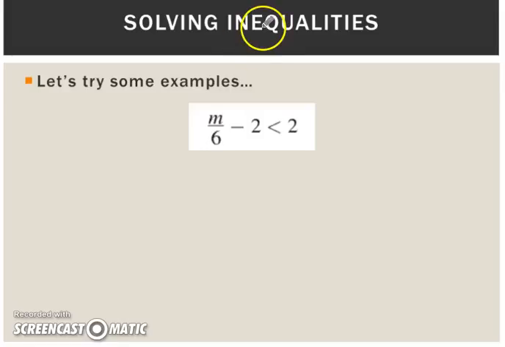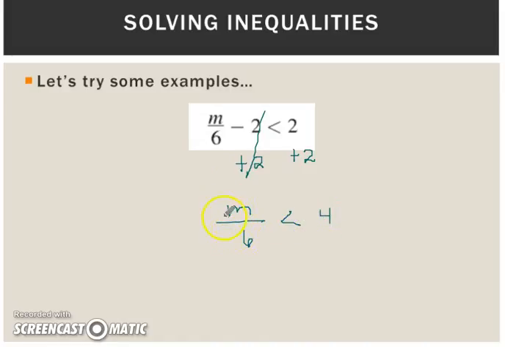Another example, this one is m divided by 6 minus 2 is less than 2. So we're working backwards. We want to get our m term by itself. So our first step, we want to add 2 on each side. You're working backwards. You're trying to get this term by itself. So on the same side of that inequality, we've got this minus 2. The opposite of subtracting 2 is to add 2. So these two cancel off, and you're left with m divided by 6 is less than 4.